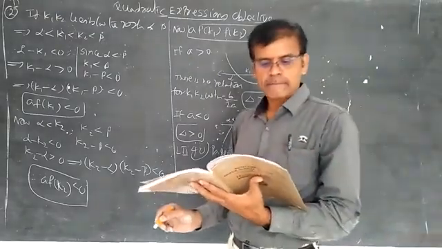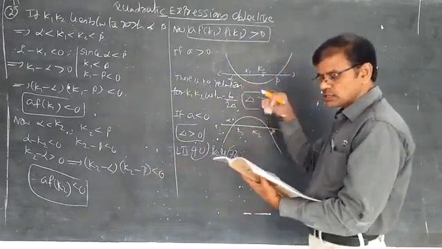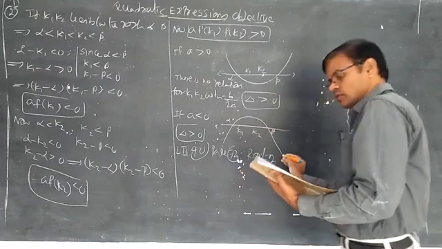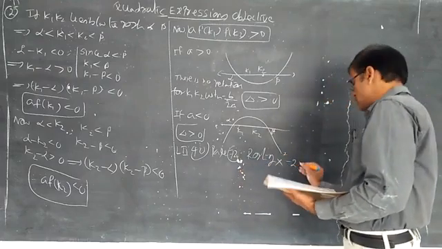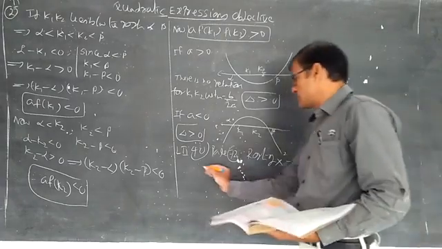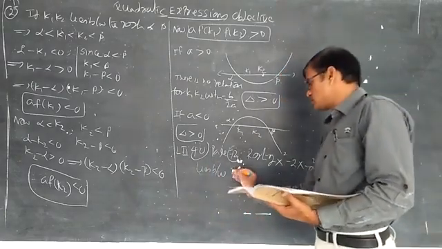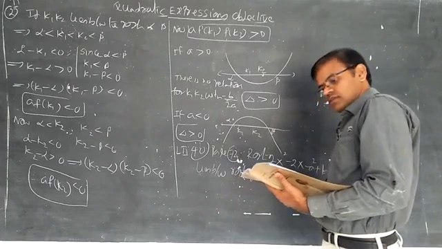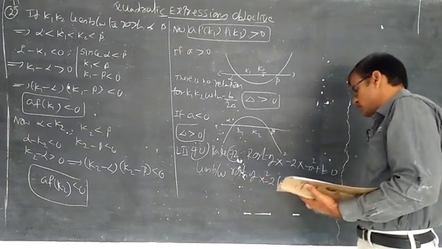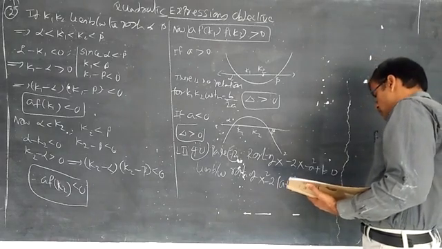If A belongs to R, the roots of x square minus 2x minus a square plus 1 equal to 0 lie between the roots of the second equation, x square minus 2 into (a plus 1) into x plus a into (a minus 1) equal to 0.